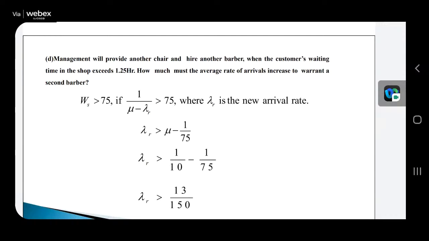Okay. So when the customer's waiting time in the shop exceeds 1.25 hours, that means if the customer is waiting more than 75 minutes in the shop, only then is he ready to hire one more barber. That's the condition. So you can take it as WS, the waiting time in the system, greater than 75. So I'll take 1 by mu minus lambda r greater than 75. From that, I'll find lambda r. Why lambda r?